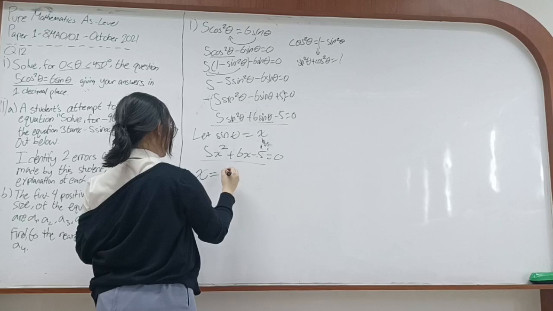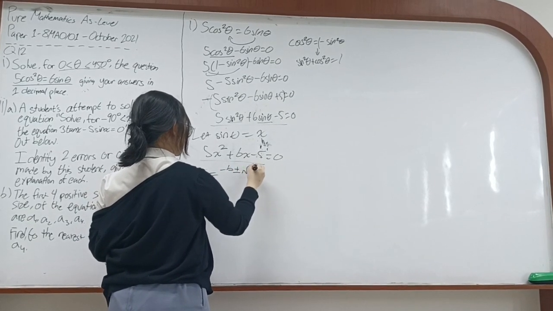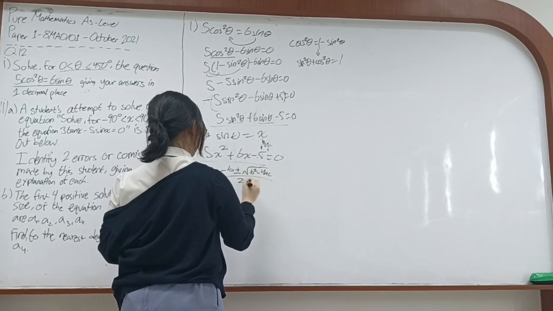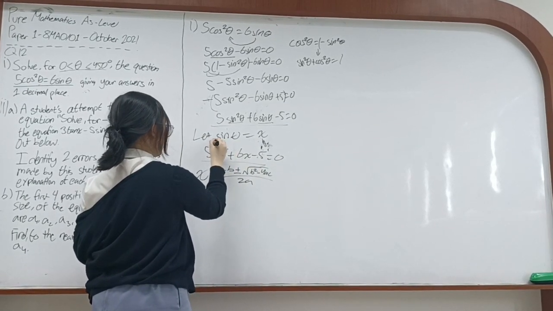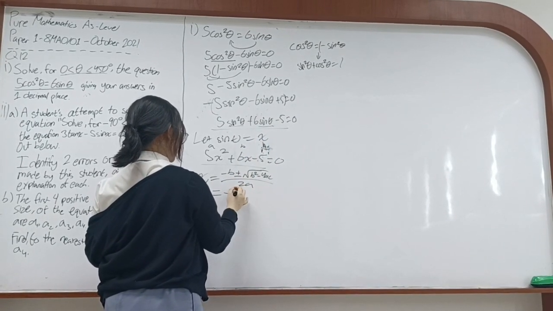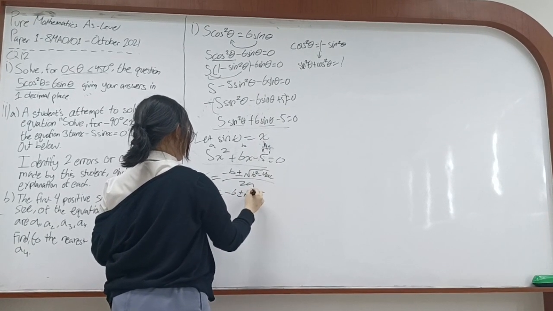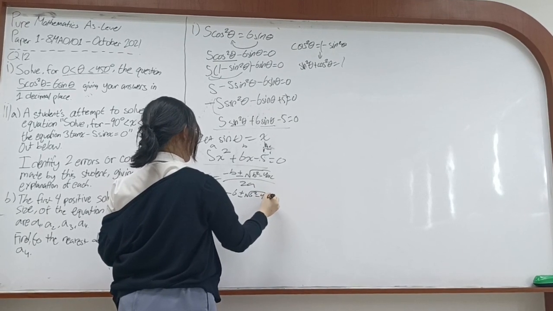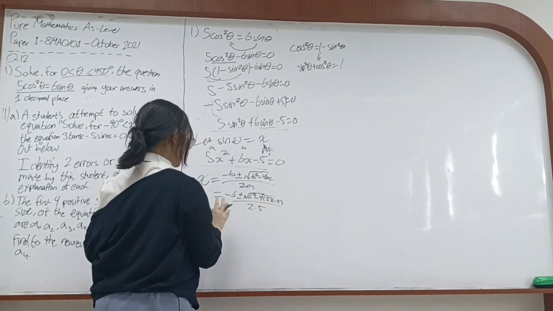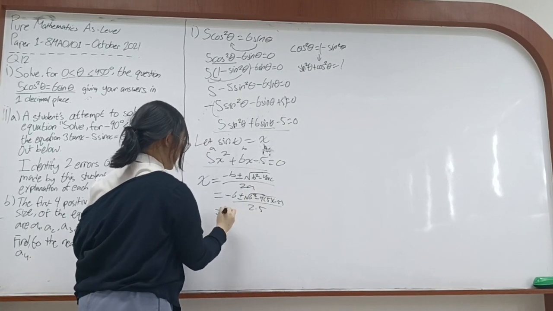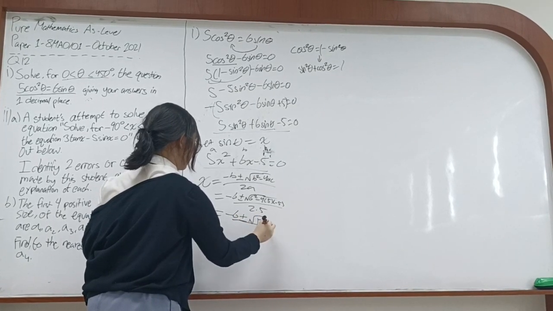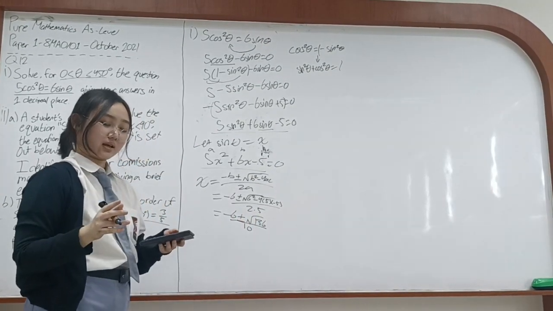So x will be minus b plus or minus the square root of b squared minus 4ac, divided by 2a. So let's put them all in. 5 will be a, 6 will be b, and minus 5 will be c. So it'll be minus 6 plus or minus the square root of 6 squared minus 4 times 5 times negative 5, divided by 2 times 5. And here we can just multiply them all and simplify. So it'll be minus 6 plus or minus the square root of 136, divided by 10. So let's put them in the calculator.